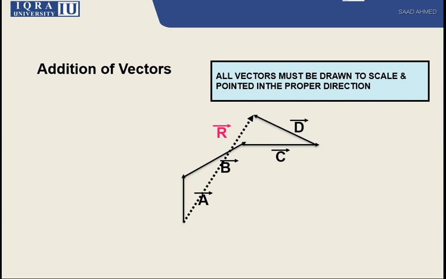In all addition of vectors, all vectors must be drawn to scale and point in the proper direction. That is the important thing. Here vector A has this direction, vector B has this direction, vector C has this direction, and D is in the opposite direction. When you add them up, the result is shown with the dotted line, that is the R vector, and you get the proper result of the addition.